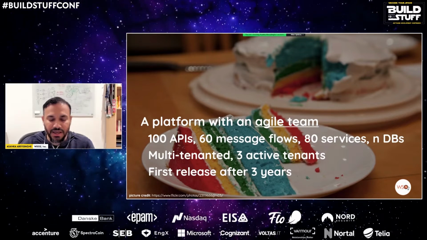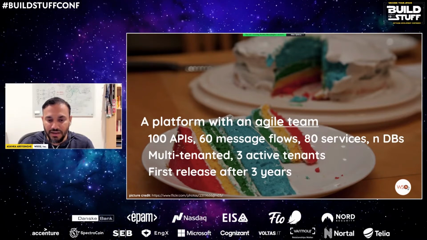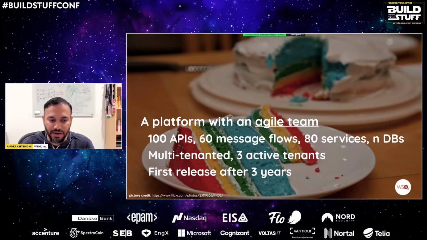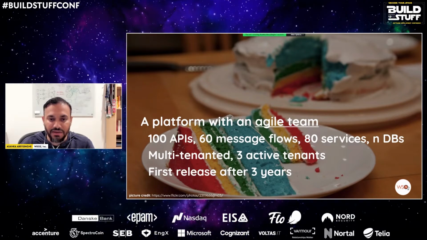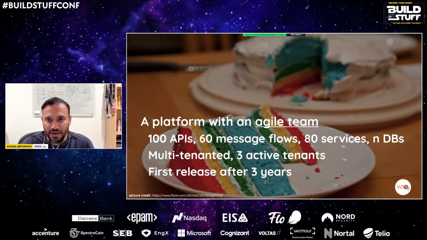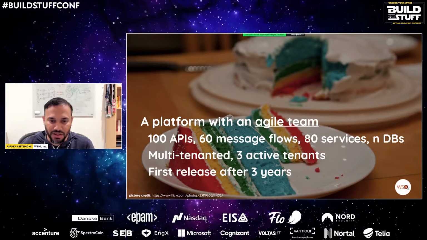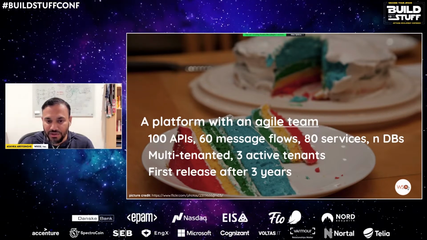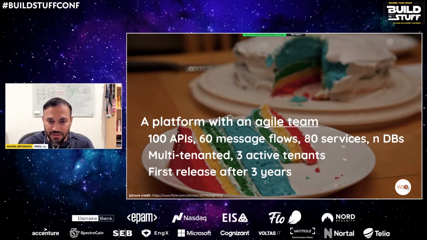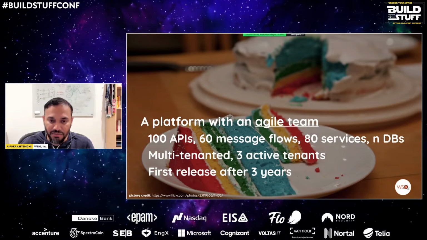And this application, or the system, was multi-tenanted, and they had 3 active tenants from day one. But unfortunately, even though they were following agility, the first release went into production after 3 years, and the business had to throw the project away because of the usual story: after 3 years, business requirements had changed and they were not able to use the system.